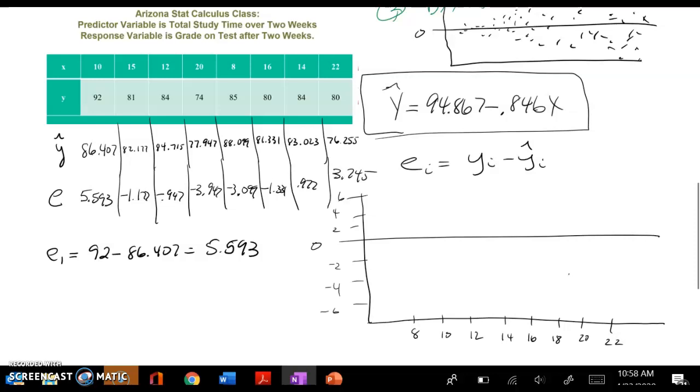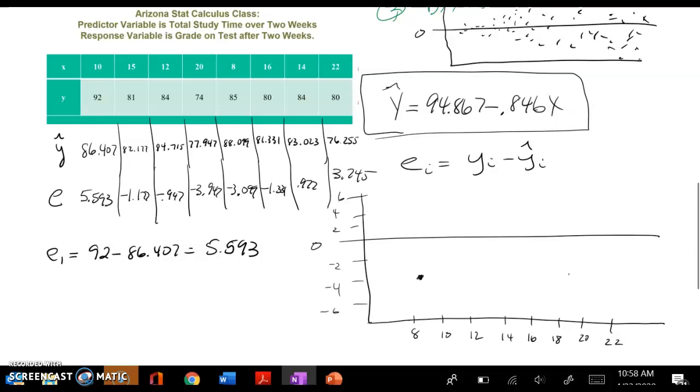You can use whatever scale you want. Just keep it consistent. Whatever scale you use above the 0, you use below the 0. Just because I went by 2s on the x-axis doesn't mean I need to go by 2s on the y, but you do need that consistency above and below. And we're going to plot. So at 8 hours of study time, our residual is -3.9. That was close to 4, so that one's right there.